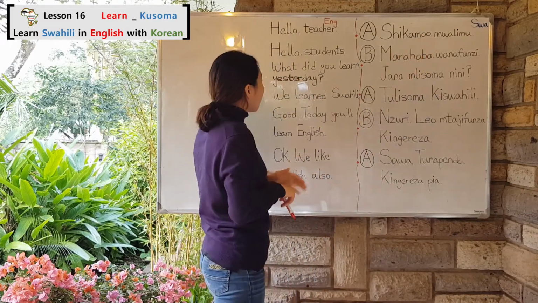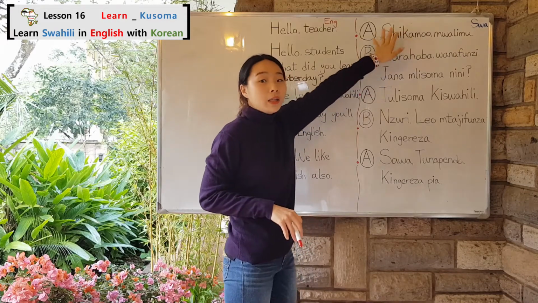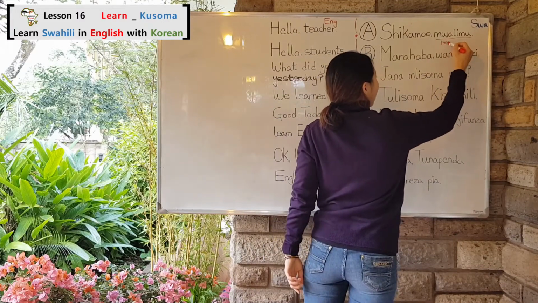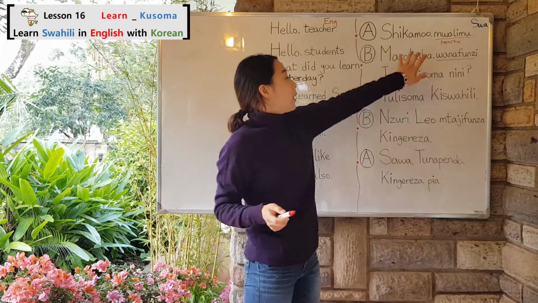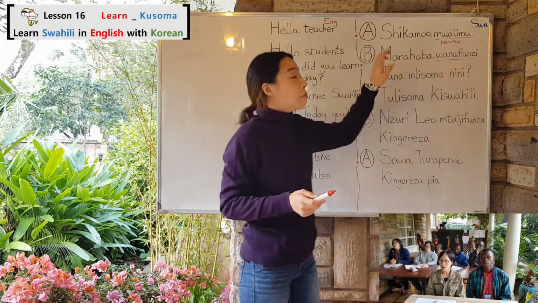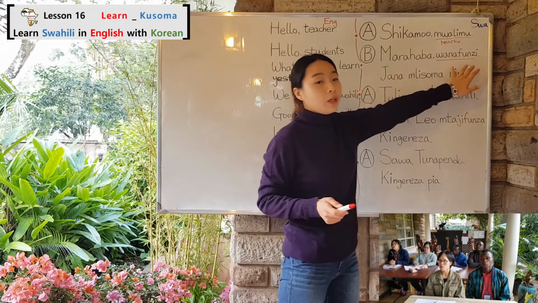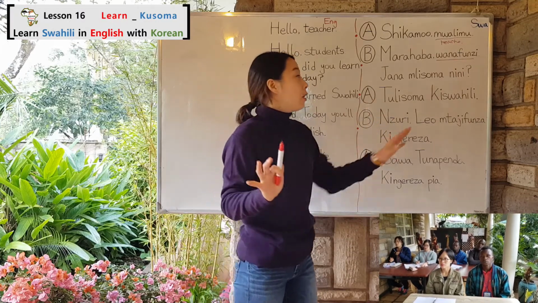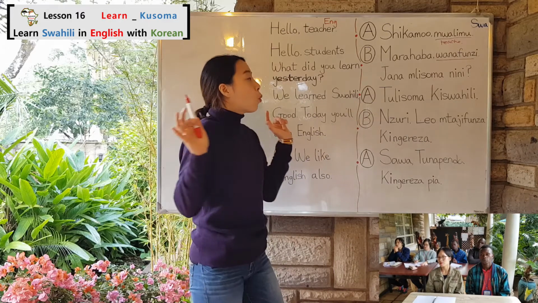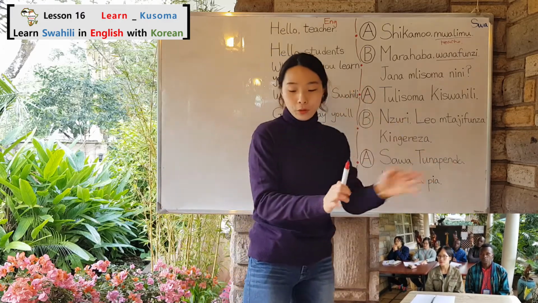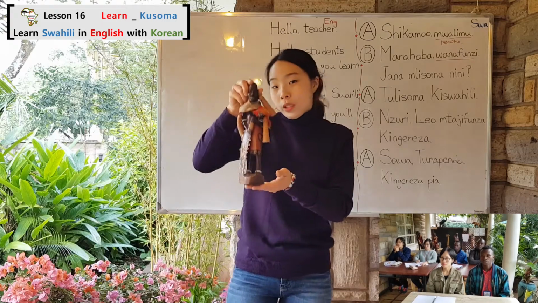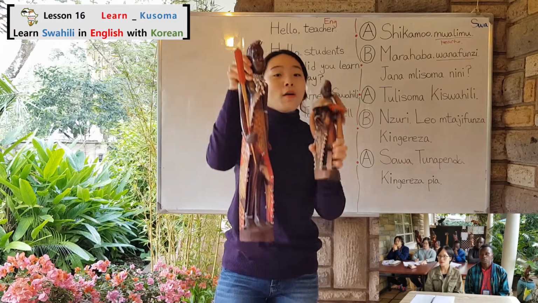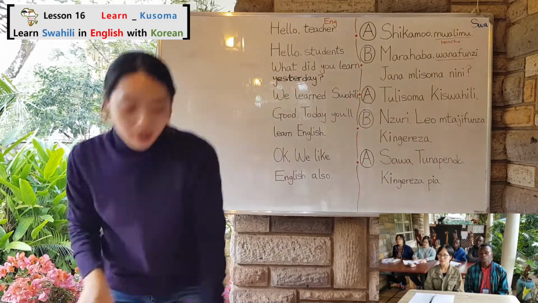Shikamoo is like when younger people greet elder people, we can say shikamoo. Do you remember mwalimu? Mwalimu is teacher. So the teacher will answer you marahaba. Very good. Then wanafunzi. When there's only one student, we can say mwanafunzi, but when there are many, plural, we can say wanafunzi. Sawa? Do you understand?